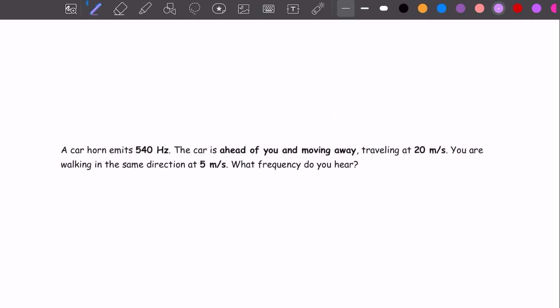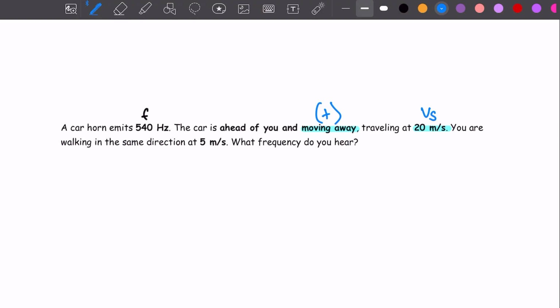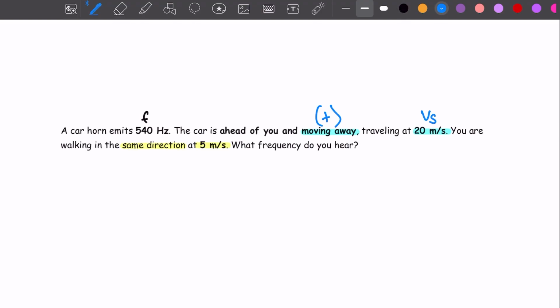A car horn emits 540 Hz. That here is our F. The car is ahead of you and moving away. That's important. And it's traveling at 20 meters per second. So this right here is our Vs. And if it's moving away, then it's going to be plus in the denominator. You are walking in the same direction at 5 meters per second. So you're walking towards the car. And if you're moving towards it, you pick plus in the numerator. And this here is our VO. Given that V is always 343 meters per second, unless otherwise specified, that's the value that we're going to use.